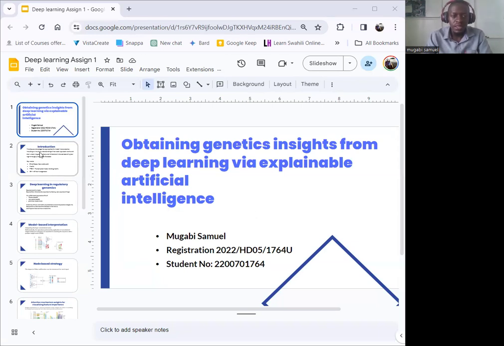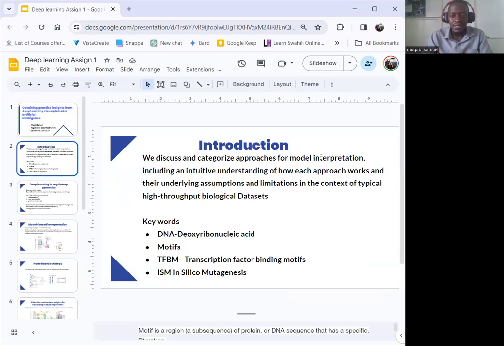First of all, when I looked at this, I thought we would be discussing maybe Shapley or LIME, those other methods, but this was a bit different. They introduced some other approaches. Now, we approach this using model interpretation, which includes an intuitive understanding of how the approach works. And there we shall get the assumptions and limitations of whatever will be under this paper.